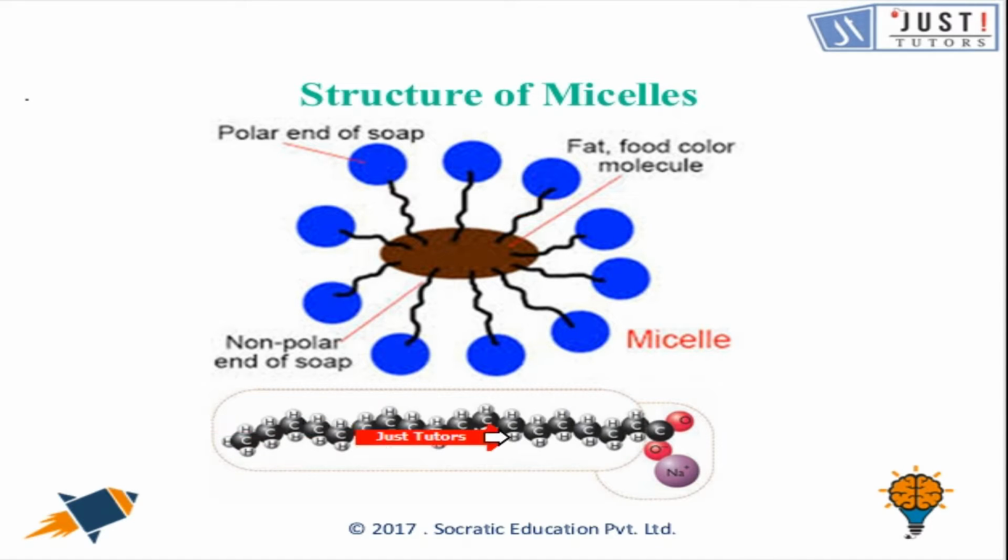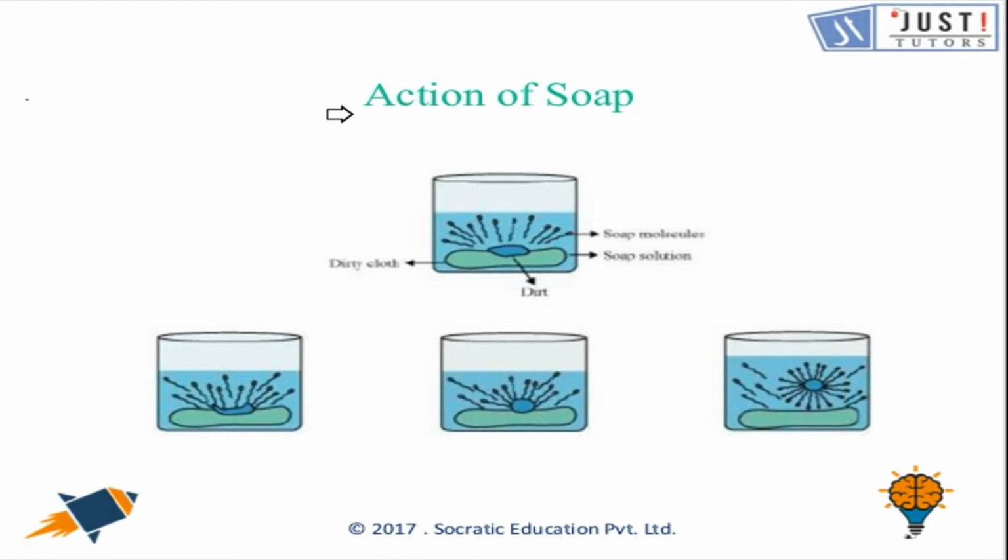So this is one more picture. You can see this is the long carbon chain, the hydrophobic part, and this is the ionic part which is hydrophilic. Let's move on. We have the action of soap here. You can see this is the cloth, and here we have a dirt particle. It may be an oil particle or grease particle. You can see the long chain is attached to the dirt or the oil, but the ionic part wants to get dissolved in water.